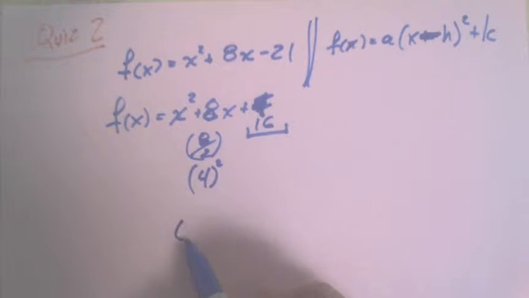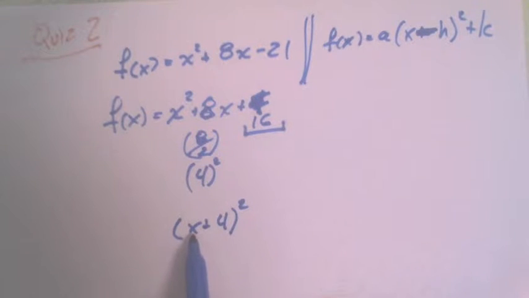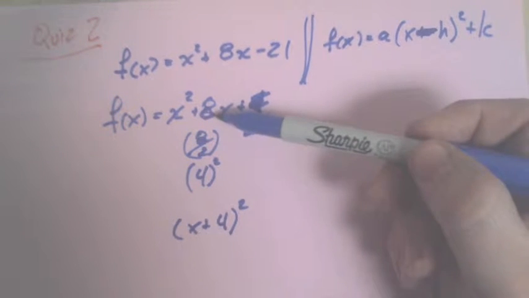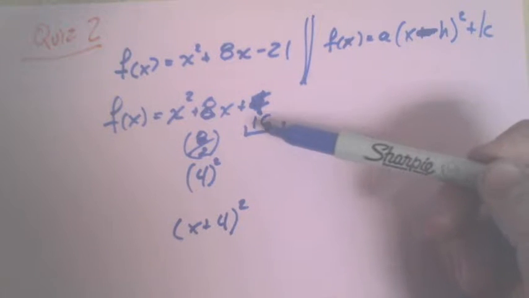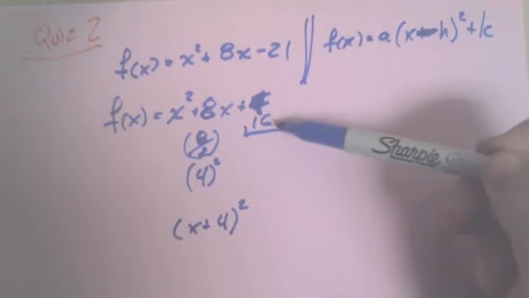It will factor as x plus 4 squared. And you can check that if you want. Square the x squared. You'll get a 4x and a 4x when you FOIL. That gives you the 8x. And then 4 times 4, the 16. So good old square the first, twice the product, square the last.